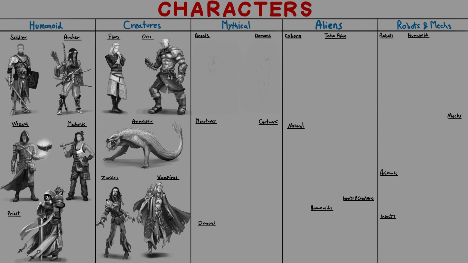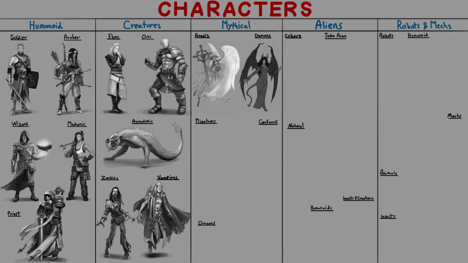Then we have the mythical creatures. These come from ancient folklore and stories. Demigods, giants, titans, religious creatures. We start with angels. Then to the opposite, of course, demons. It also includes all the demonic creatures like imps, hellhounds, succubi, and even the devil himself.